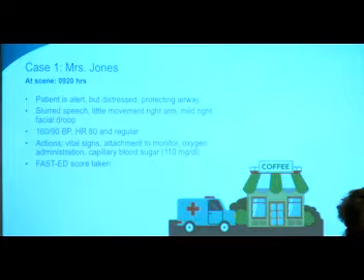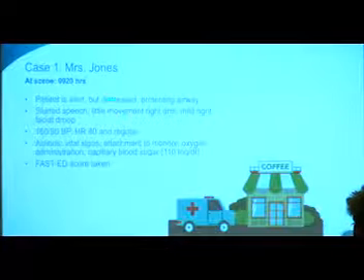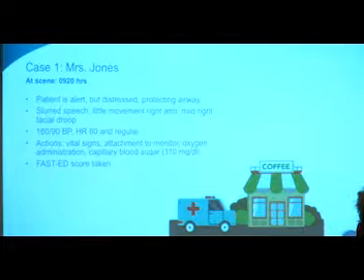EMS is at the scene at 9:20, patient alert, no distress, protecting airway, some slurred speech. I think this is something we need to focus on. Slurred speech, little movement of the right arm, mild right facial droop. So what would the FAST-ED score be on this patient if we have to come up with a score?